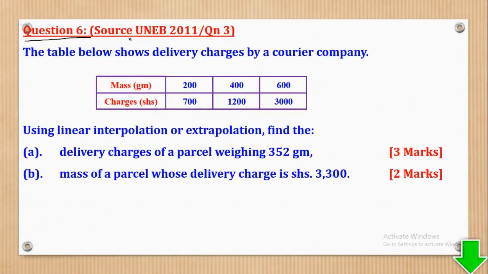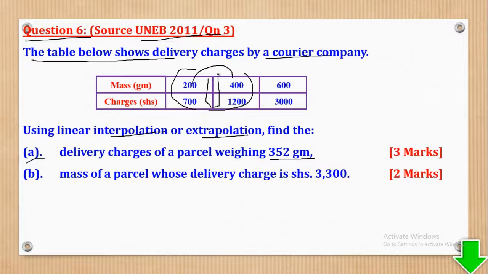Now we shall go to question 6, which came from UNEB 2011, paper 2, question 3, and says the table below shows delivery charges by a carrier company. Using linear interpolation or extrapolation, find part A, delivery charges for a parcel weighing 352 grams. So 352 grams is between 200 and 400. So what you are going to do, you are going to extract out these two values, and in between them we shall add a column whose value for grams is 352.